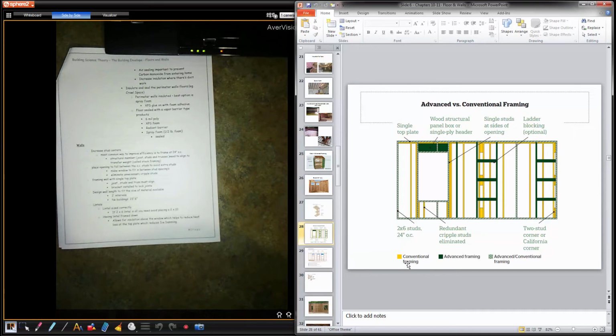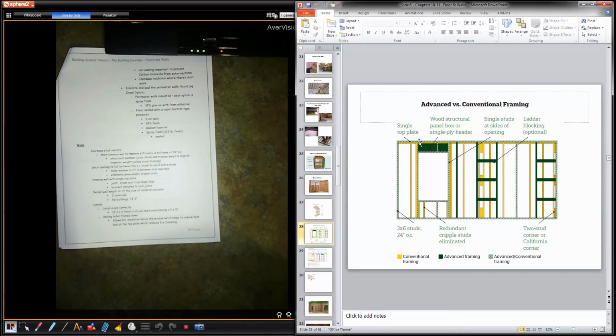Conventional framing, 16-inch on center, we got 1, 2, 3, 4, 5, 6, 7, 8, 9, 10, 11, 12, 13, 14, 15. So quite the difference there.